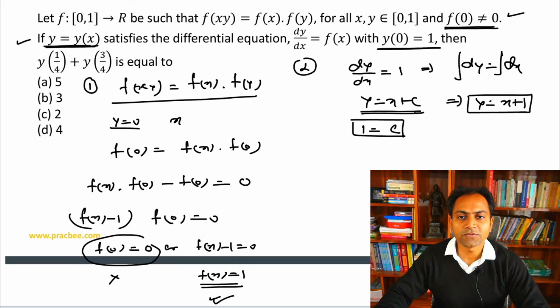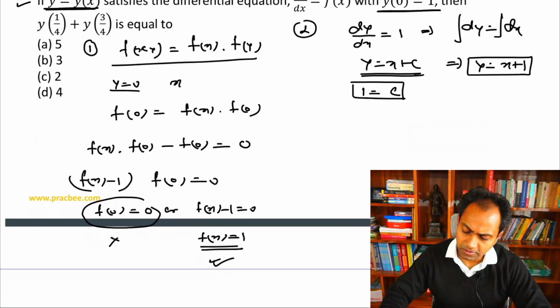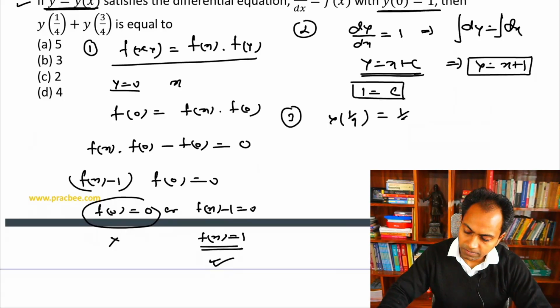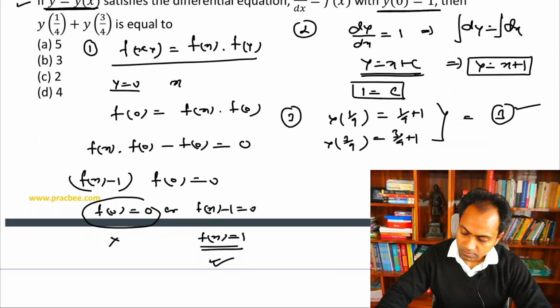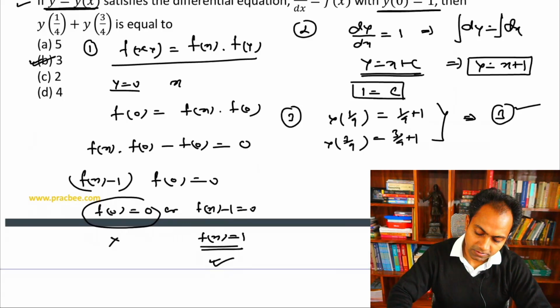Once we have got this function, the next part is extremely simple. In the third part, we can just substitute the value of y of 1 by 4. This will become 1 by 4 plus 1, and y of 3 by 4 will become 3 by 4 plus 1. We can add them and get the answer. The answer comes out to be nothing but 3. That is nothing but option B.